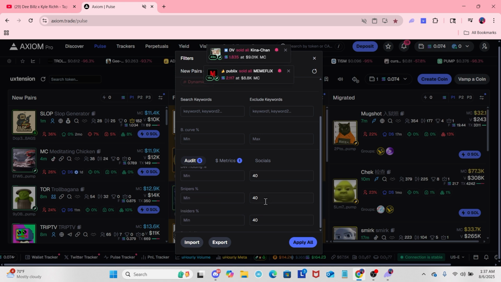So 40% is pushing it too. Usually it's never 40%, but sometimes there is 40% that they're holding, a lot of percentage, and you gotta watch out for that.